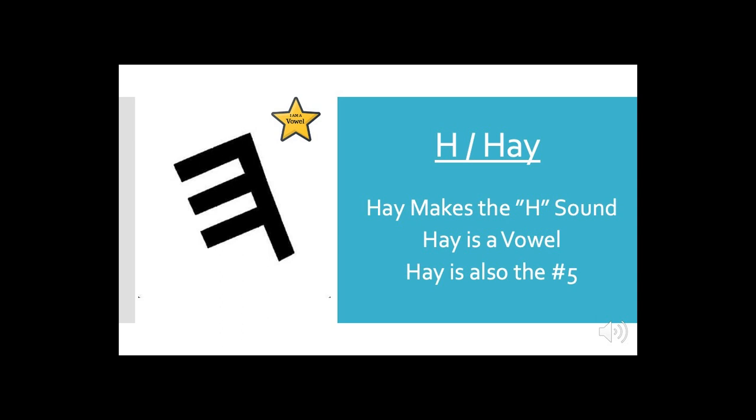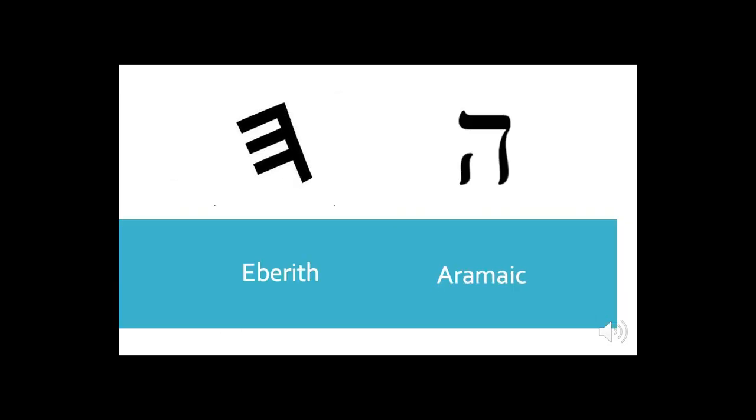Okay, so Hey has the H sound, and it is a vowel also. The meaning that the letter Hey carries is window. So that's what we know about that. There are some additional meanings that people have assigned to the letter. It's also the article "the," like in the day or the car. It's the article "the" that you put in front of a word. So that's what we know about the letter Hey.